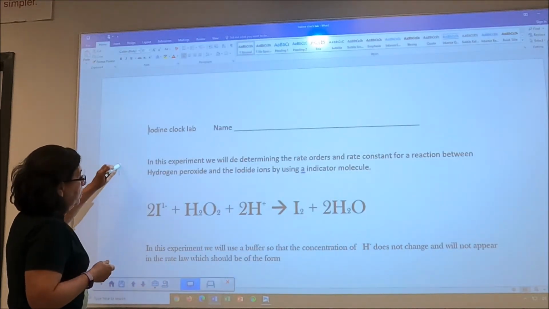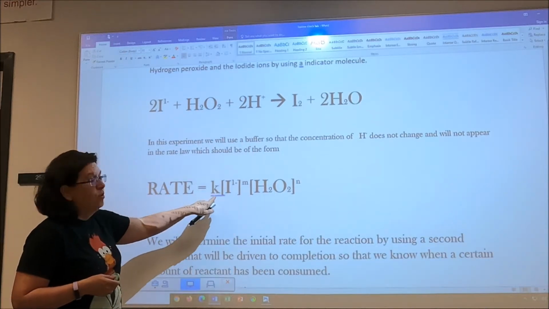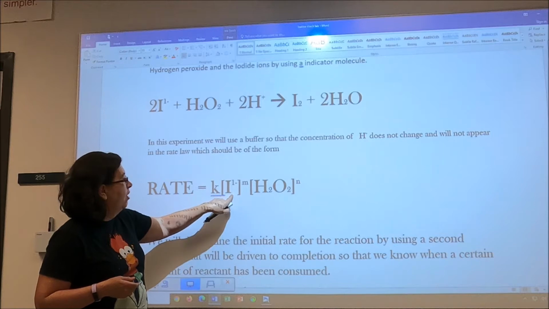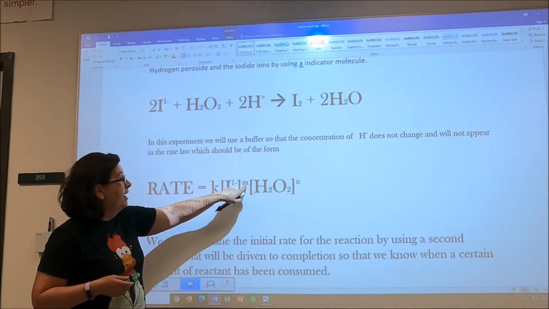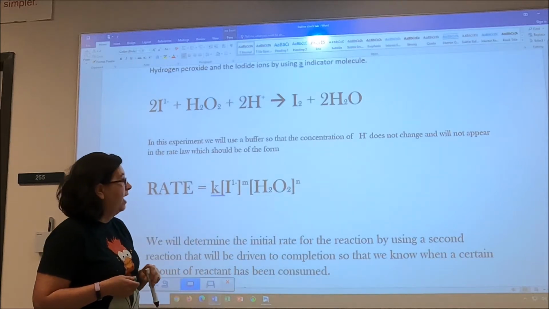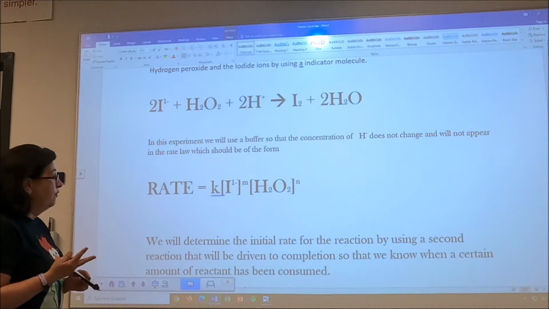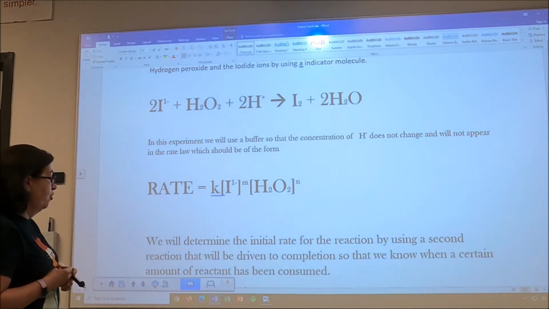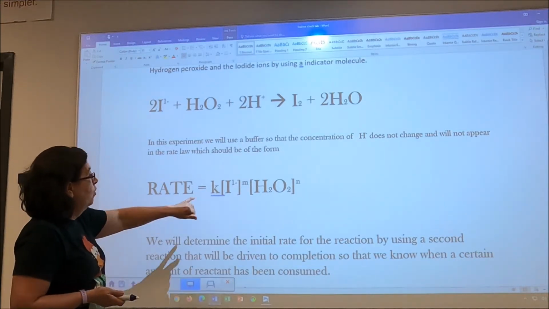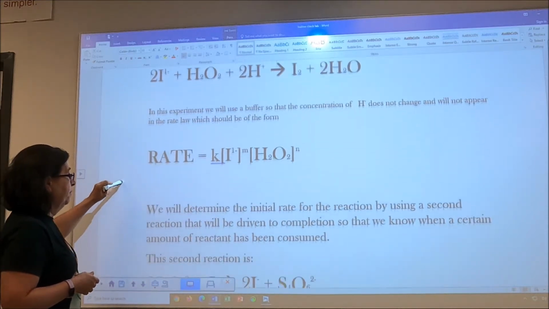Okay? Now, the rate law is: rate is equal to the rate constant k times the concentration of iodide ions to the m power times the concentration of hydrogen peroxide to the n. m and n are our rate orders, and those are going to be the first two things that we're going to be trying to determine. Okay, and then once we get m and n, we will find k, the rate constant.